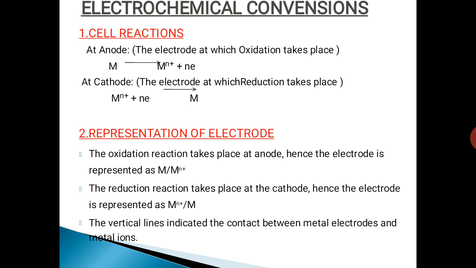Now next is representation of electrode. Before representing a cell, we must learn to represent an electrode. Now the oxidation reaction takes place at anode. Hence the electrode must be represented as capital M, that is metal, bar Mn+, where n+ indicates the oxidation state of that metal. Then the reduction reaction takes place at cathode, hence it must be represented as Mn+ bar M. The vertical line here indicates the contact between metal electrode and metal ion.